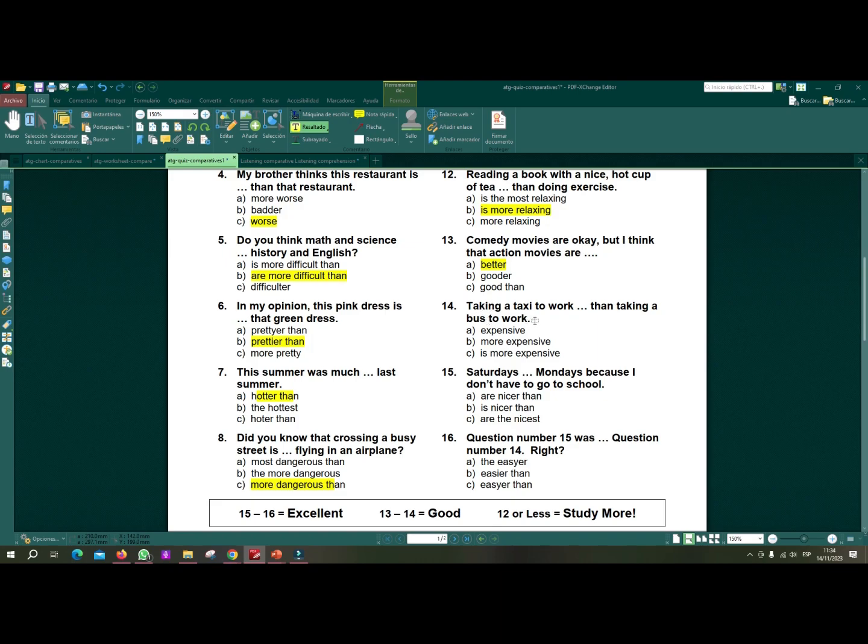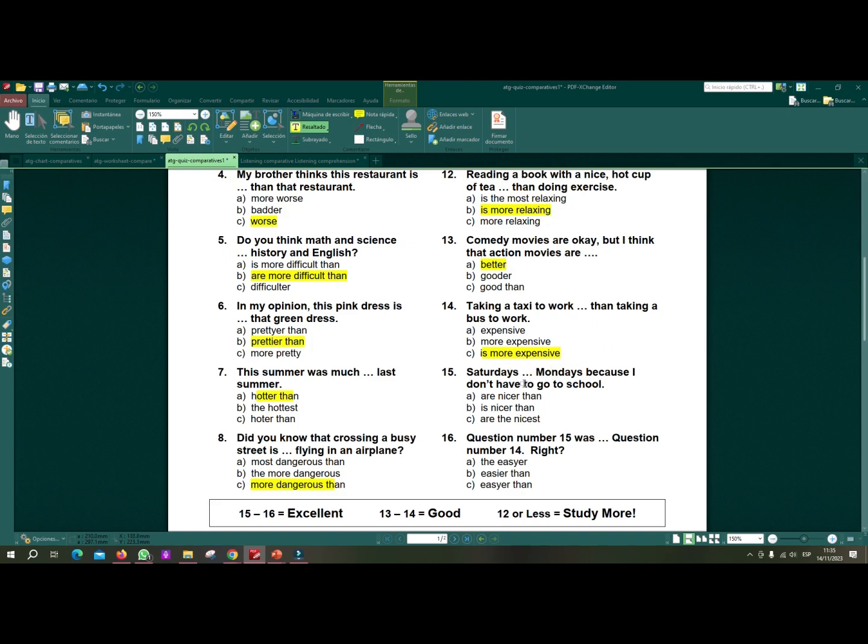14. Taking a taxi to work than taking a bus to work. Expensive. More expensive is more expensive. Which could be the answer for number 14? Is more expensive or more expensive? Yes? C. Yes. Letter C is more expensive.